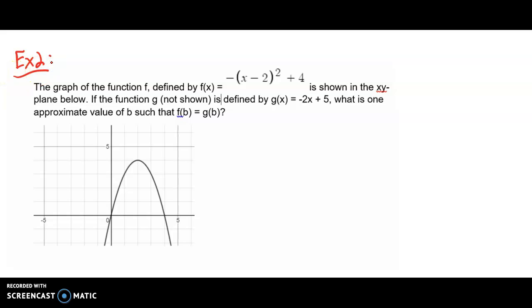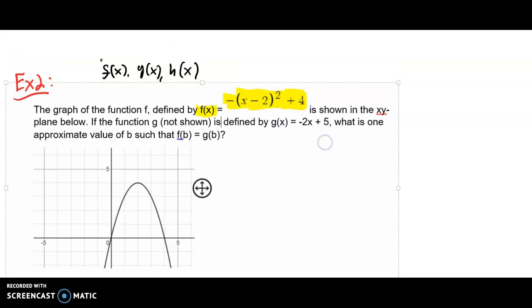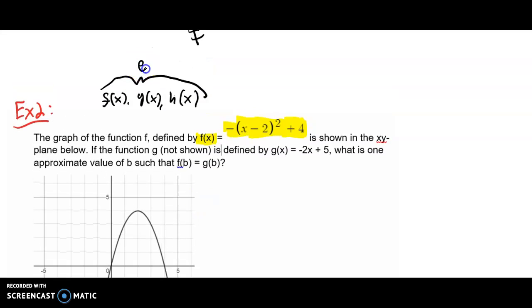You should pause here, and for this example, you should write out the whole problem. It's a lot more helpful to go back and look at it when you have everything written out. Okay, it says the graph of the function f, defined by f of x equals all of this. So when we have f of x, we can have a g of x, you can have an h of x, you can have a q of x, a z of x. It doesn't matter. What does matter is that each one of these represents a different function.